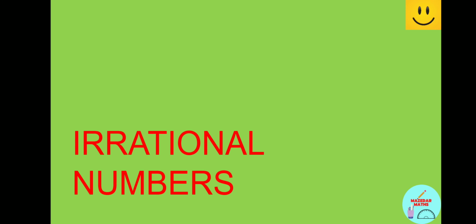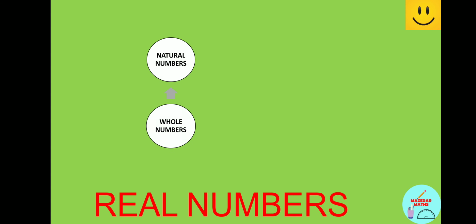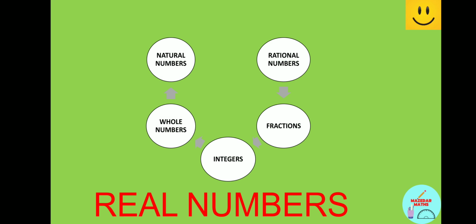Now, irrational number is the opposite of rational, that is, it does not include the rational numbers. So, here are a few examples of irrational numbers: root 2, root 7, pi, and so on. And last but not the least, real numbers. Real numbers comprise a full spectrum of numbers, that is, it includes all the numbers: natural numbers, whole numbers, integers, fractions, rational numbers, irrational numbers.